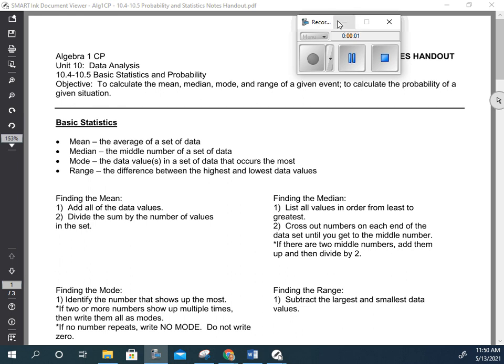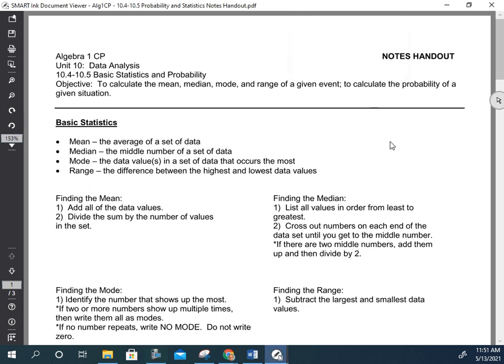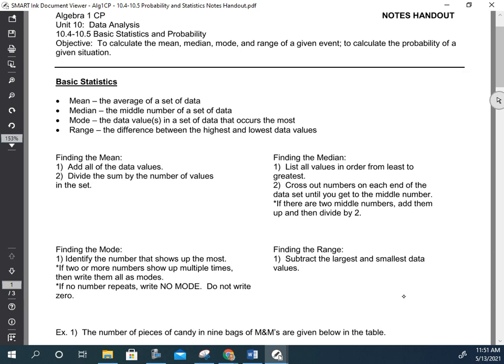So unit 10 honestly should be the easiest of all the units that you had this school year. But you're literally dealing with concepts that you've already learned back in 6th, 7th, 8th grade, slash things that you can easily put together if you know how to do some basic computation. So we're looking at basic stats and probability.